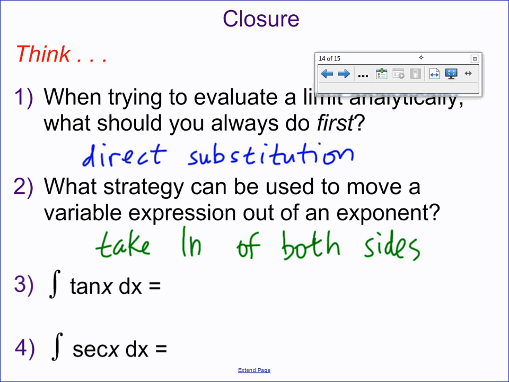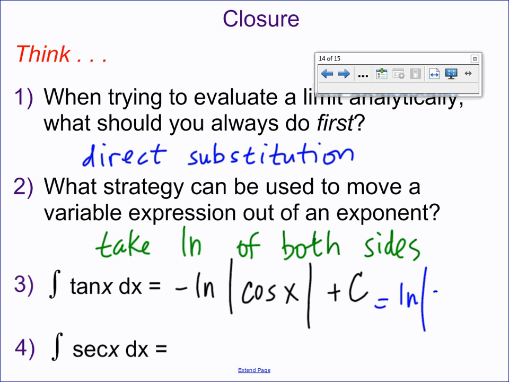Emily? Opposite ln absolute value cosine of x plus c. Awesome. Thank you. Please note that's equivalent to the natural log of absolute value of secant of x, closed bars, plus c. Either one is correct and fine for you to put on tests or quizzes. Also note that either one could appear on multiple choice.